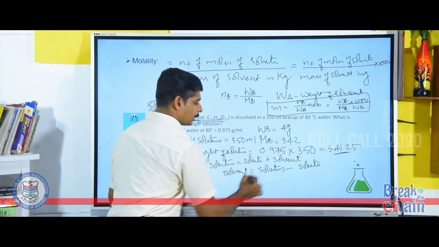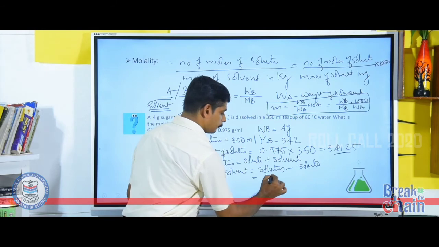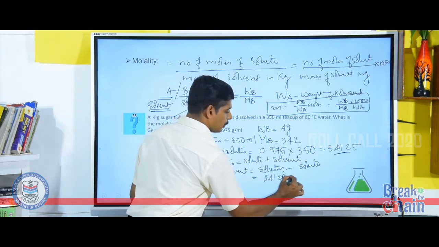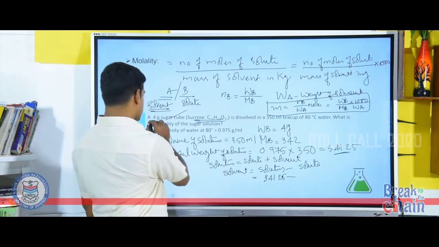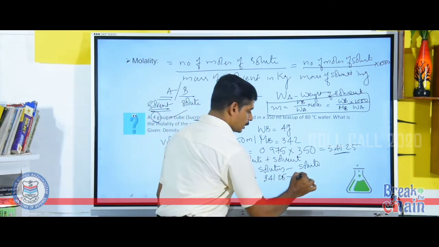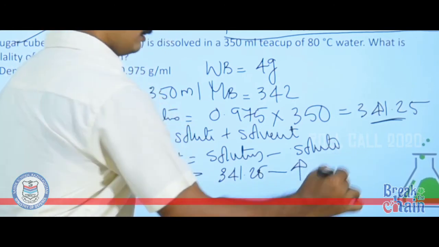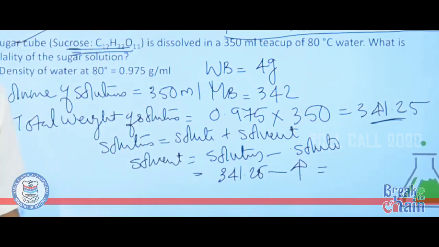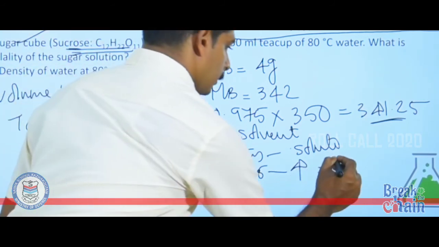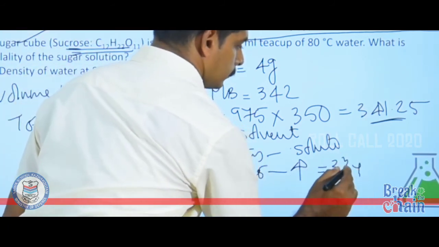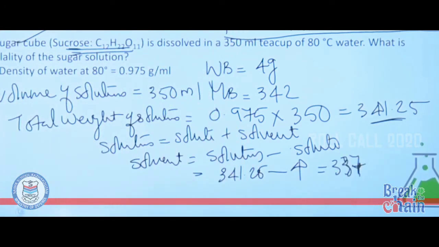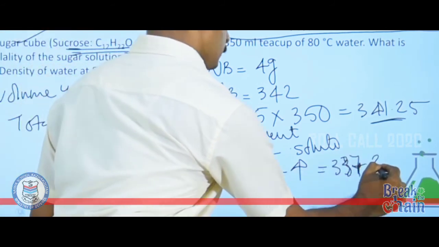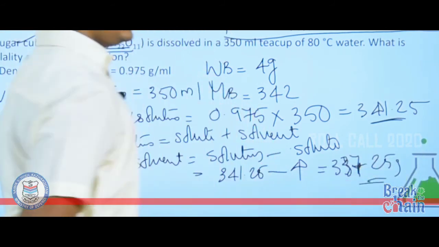Now, you have the total mass of solution, it is 341.25, minus the mass of solute. The mass of solute is given as 4 gram. So you can find the mass of your solvent. It comes to 337.25 gram.